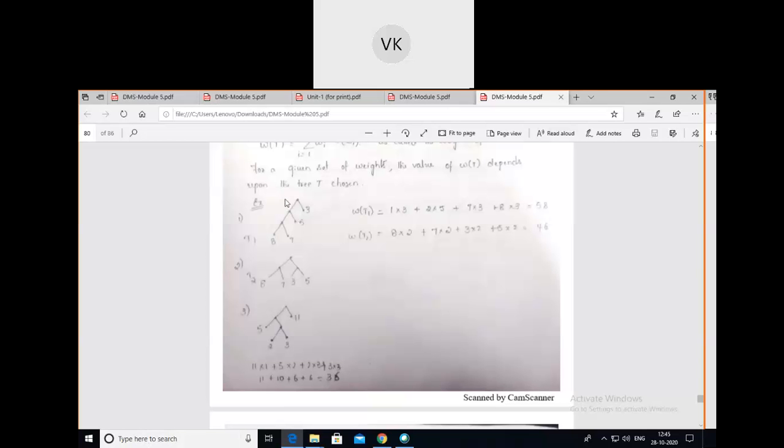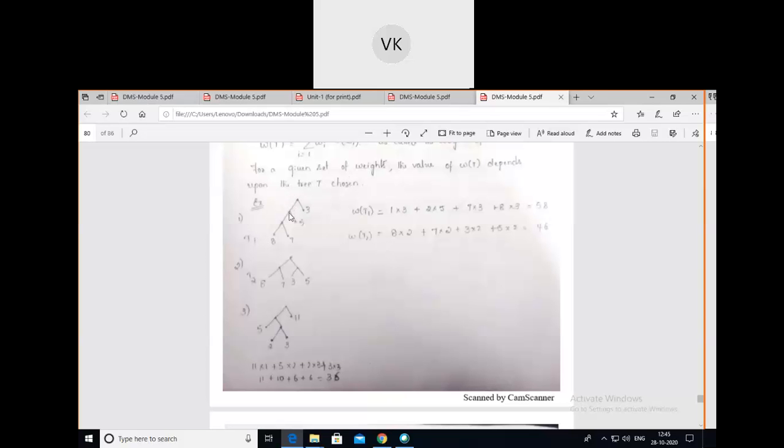We know what the height of this tree is. You see the cursor, how I am moving over the screen. This is level 0, level 1, level 2, level 3. So the maximum height of the tree is 3. With respect to the nodes, we are going to find the total weight of the tree.